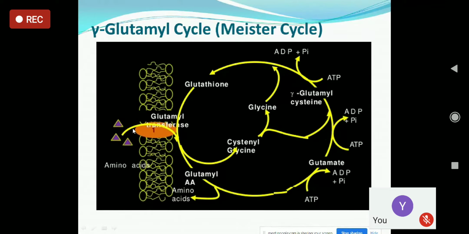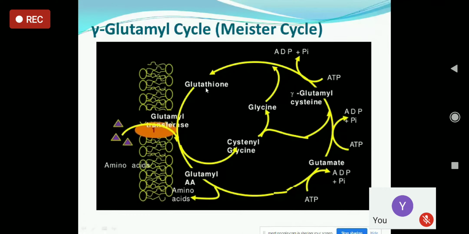Then it will get transported into the cell. So this gamma glutamyl amino acid is getting into the cell. In order to utilize this amino acid, it is cleaved off from the glutamate and it is utilized. The glutamate is finally regenerated into glutathione through several steps costing a total of 3 ATPs. 1, 2 and 3 ATPs are used to again make a molecule of glutathione.